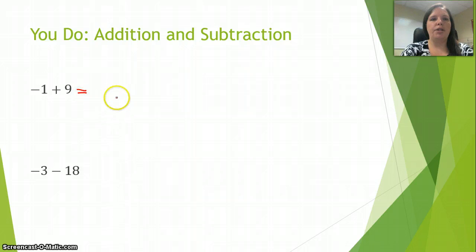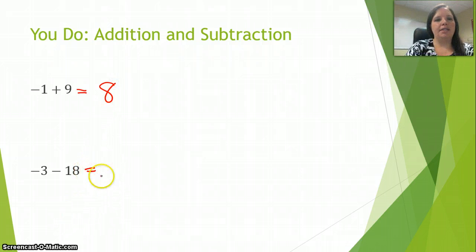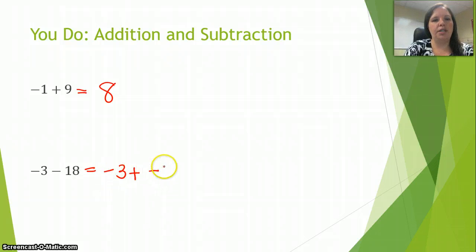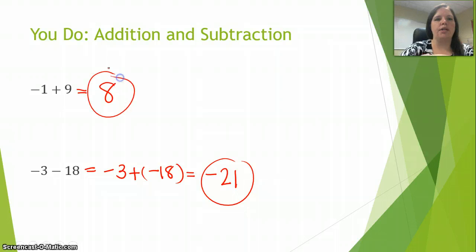So -1 plus 9, different signs. Subtract the numbers and keep the sign of the bigger. So that's +8. And -3 minus 18. So we want to keep the number and change this to an addition problem. So that minus sign goes to the 18. So it's the same sign. So you add the numbers and keep the sign. So -21. So those are the rules for addition and subtraction, just as reminders.